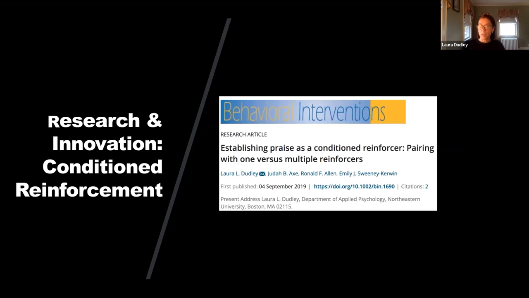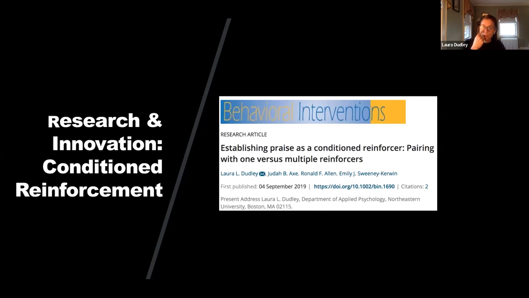And in our study, students were selected for whom verbal praise did not serve as a reinforcer. So the five participants who participated in our study, for none of them, it seemed, verbal praise from a teacher actually served to reinforce behavior. We then systematically paired a praise statement. We chose the statement "way to go" as our praise statement. And we paired that praise statement with an established reinforcer, following the occurrence of a target behavior.